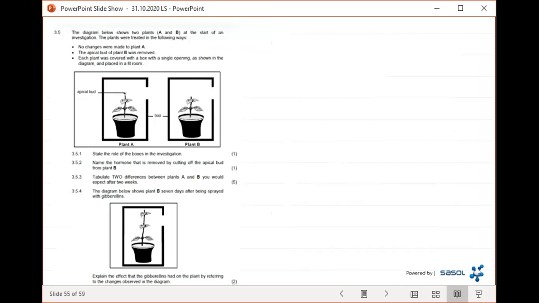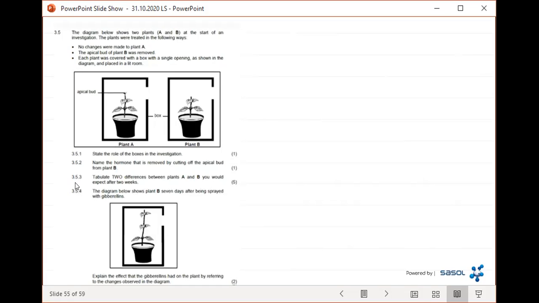Okay, next question. The diagram below shows two plants, A and B. So we have plant A, which is present here, and plant B present right there. Okay, at the start of an investigation, the plants were treated in the following ways. First point, no changes were made to plant A. The apical bud of plant B was removed. Then each plant was covered with a box with a single opening as shown in the diagram and placed in a lit room. Okay, so we see the opening right there. So this would be the box with the opening, and that's the box again with the opening on the side.